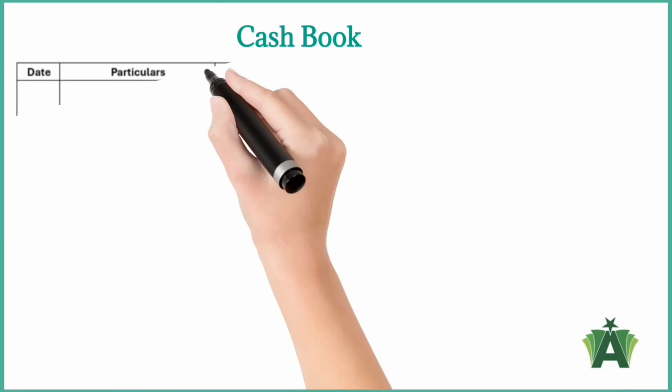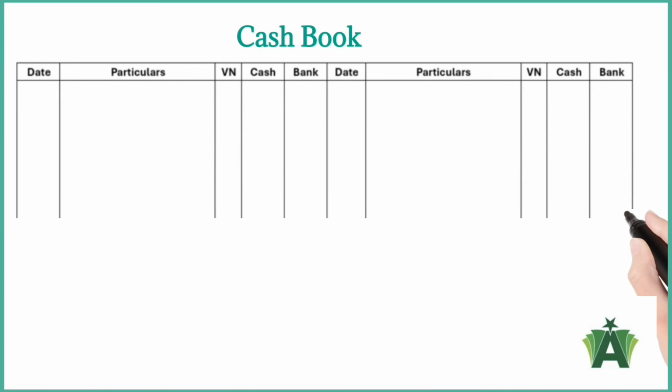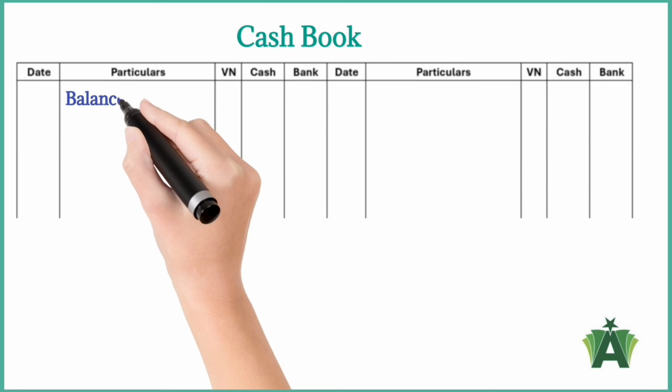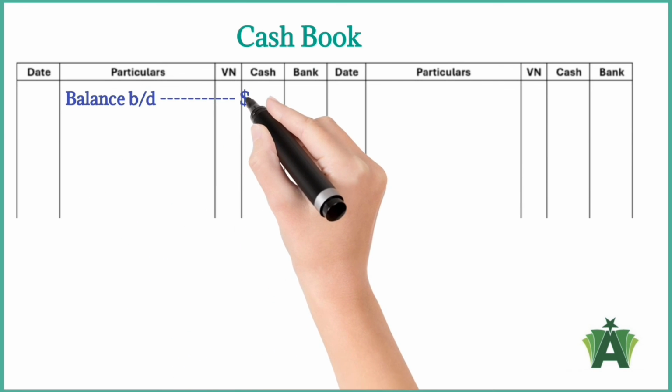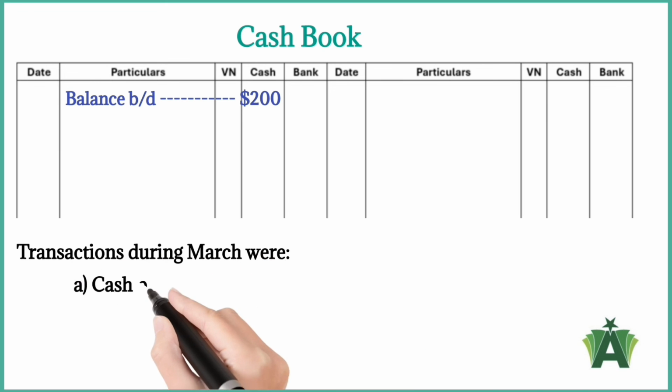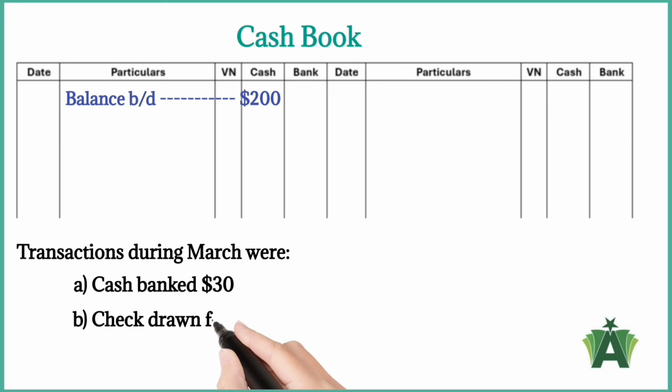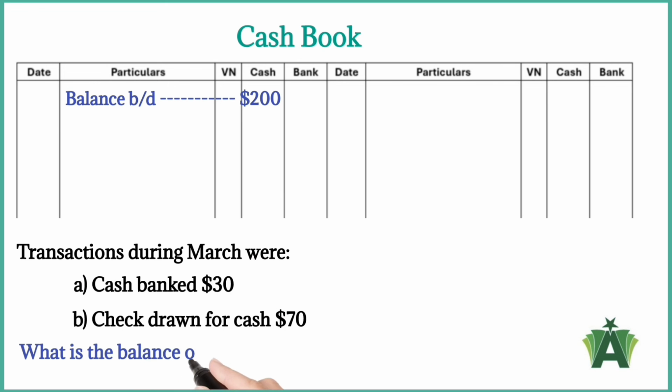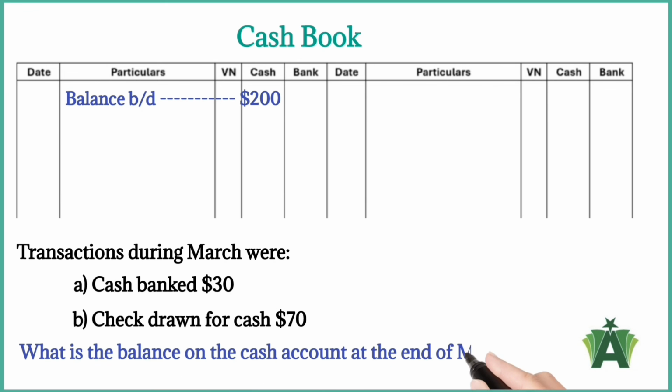A cash book has separate columns for bank and cash transactions. On the 1st of March, the balance in the cash account was $200. Transactions during March were: cash bank $30, check drawn for cash $70. What is the balance on the cash account at the end of March?